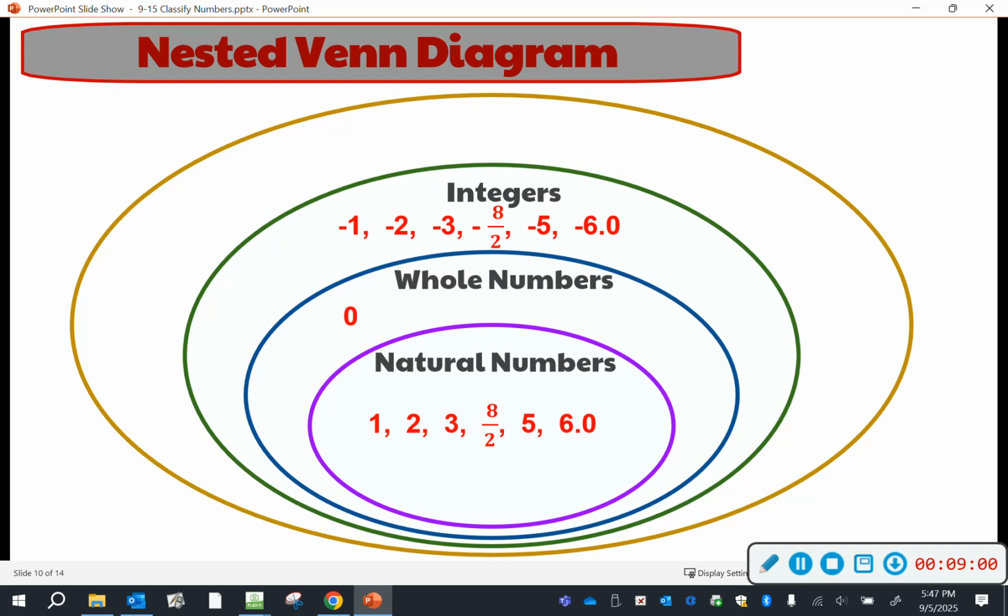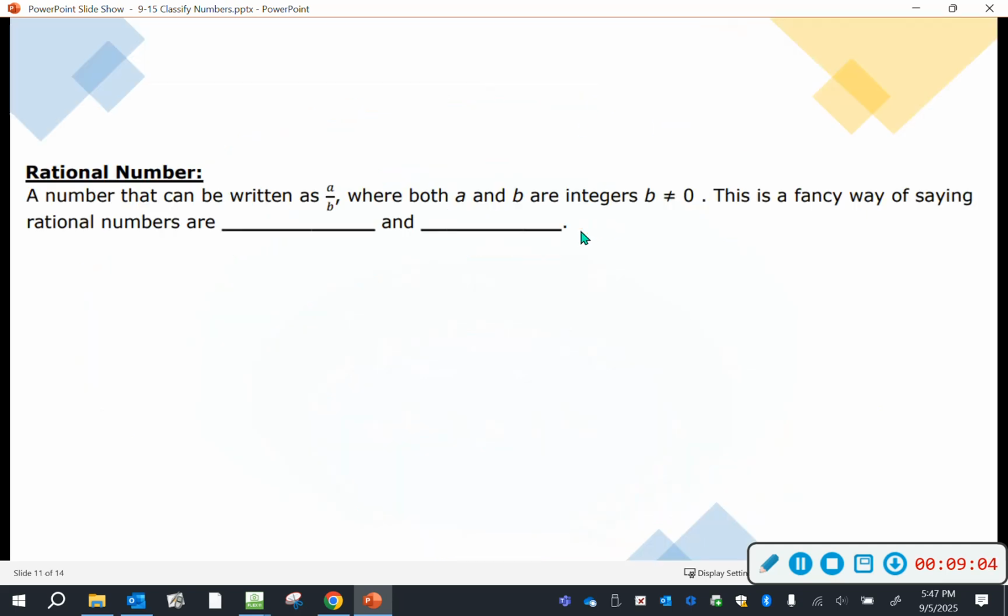Now we've got one more set out in the orange. We are talking about rational numbers. Okay, rational numbers are any numbers that can be written as A over B. A is your numerator, B is your denominator. So if you can turn a number into a fraction, it is a rational number. But both A and B are integers. That means they could be positive or negative. But B cannot equal 0. Your bottom number cannot be 0 because you cannot divide by 0.